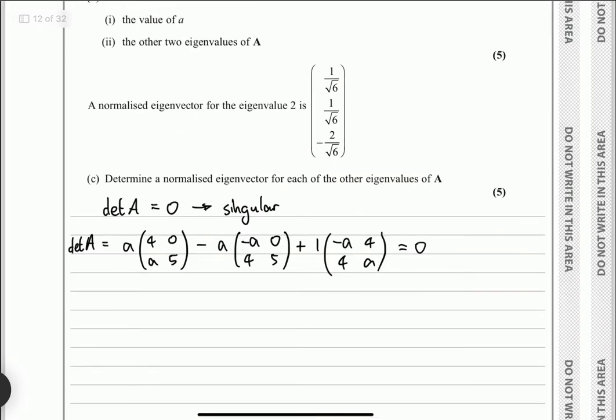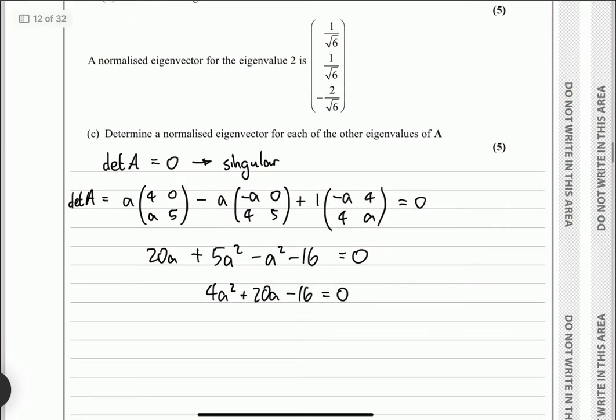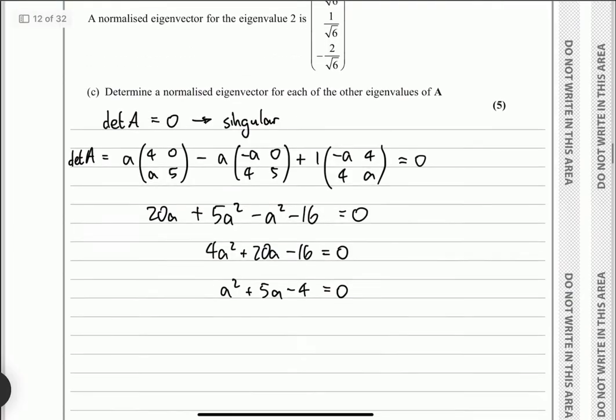So here we've got 20 minus 0, so that's 20a. Here we've got minus 5a minus 0, so that's plus 5a squared. And here we've got minus a squared minus 16 times the 1. So we're solving this. We've got 4a squared plus 20a minus 16, so a squared plus 5a minus 4, and we're not going to be able to factorize that.